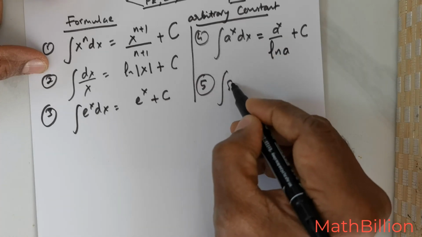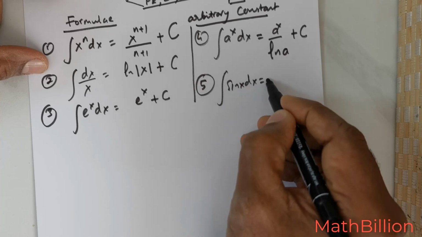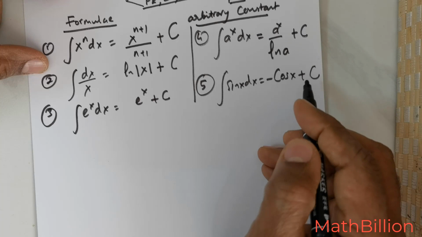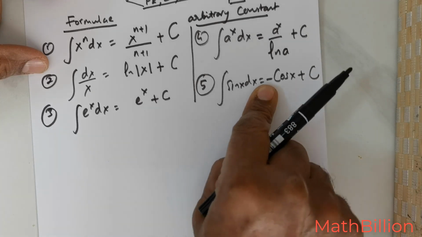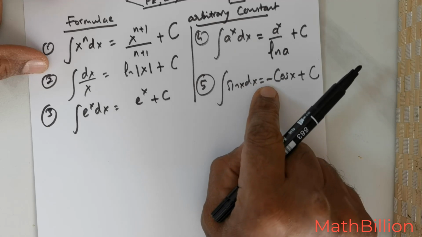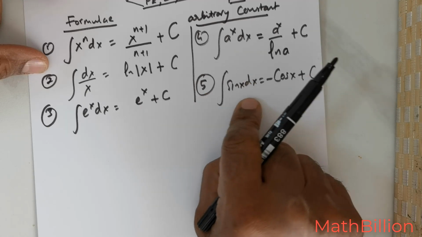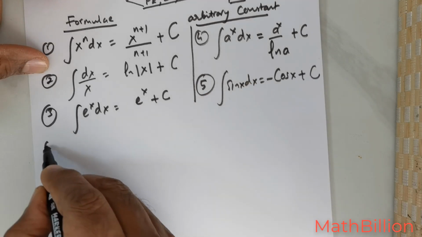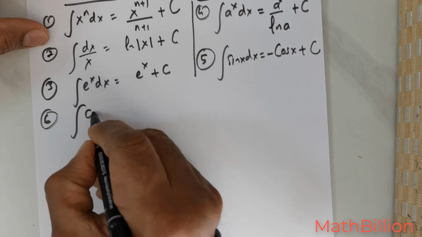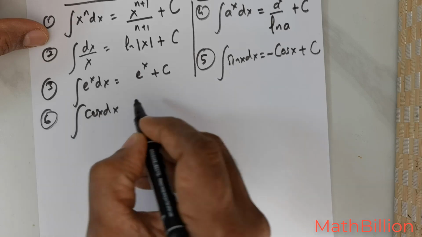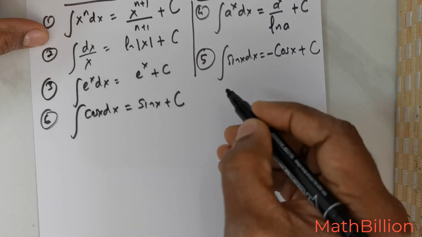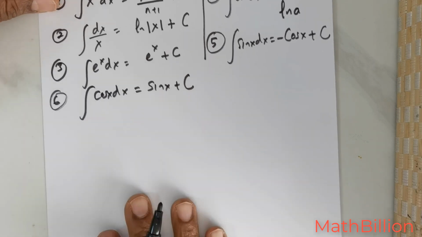Formula number 5, integral of sin x dx. This is equal to negative cos x plus arbitrary constant c. Now some of you would skip this sign. If the sign is missing, your solution is wrong. So have that in mind. Formula number 6 is integral cos x dx is equal to sin x plus c, arbitrary constant c.